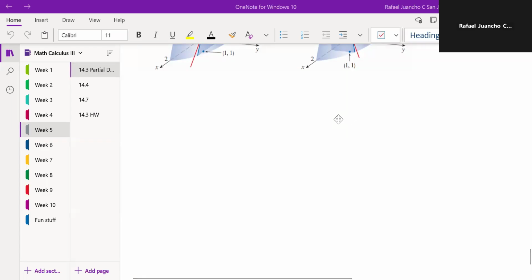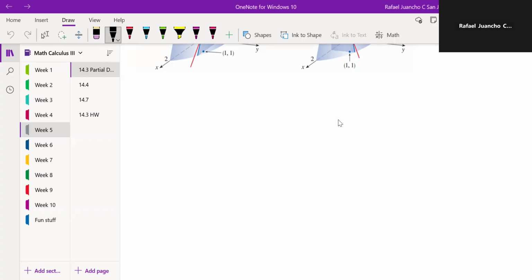So today we're going to be going over some more exercises on partial derivatives. Right, let's get started.